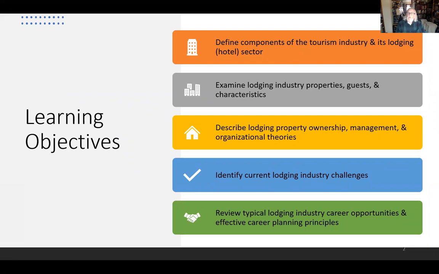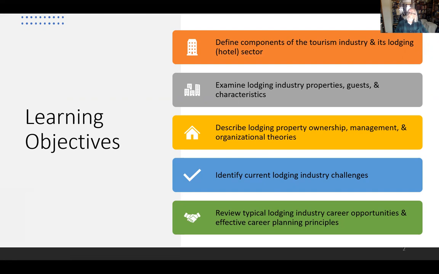We're really going to talk about the basic aspects of the tourism industry and define the various segments of it and so forth. We'll look at the lodging industry in particular, the types of properties, guests, and the characteristics of each. We will talk about the various and sometimes complex ownerships of different lodging properties and how they fall into various organizational theories. And then we'll talk slightly at the end about some industry challenges in the current times.